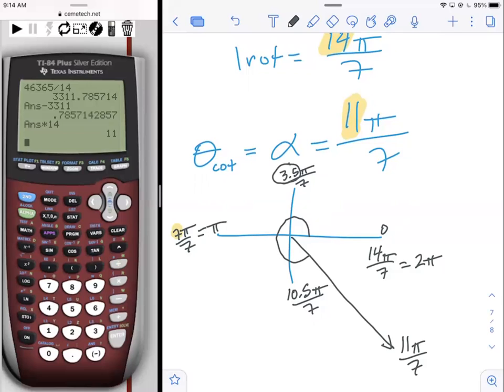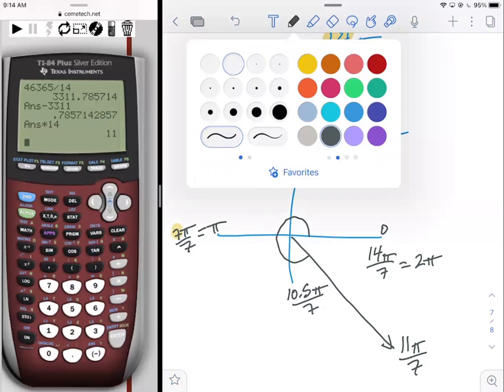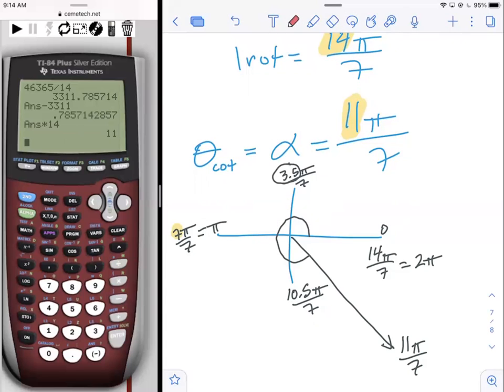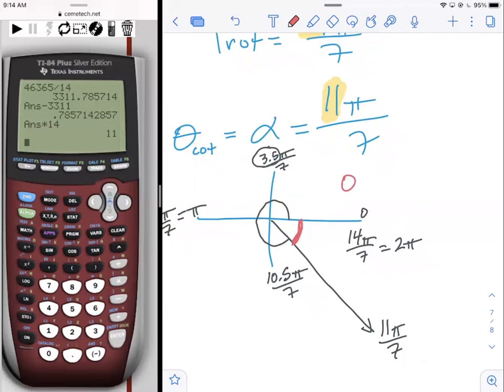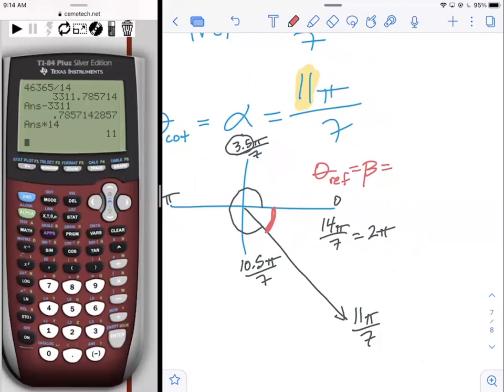And now the easy part. The reference angle is always the positive acute angle between the terminal ray and the what axis? X-axis. So is it this one here that I'm shading? No, it's this one here. And now it's easy, right? We'll call it theta ref if you want. And then we'll give it that nickname that the instruction said. Call it beta. And now it's easy. We're sitting at 11. We need to get to 14. How many more do we need to go? 3 pi sevenths. Oh, yeah. And we don't need to even worry about degrees anymore. It's easier, really, if you know how fractions work. And I hope you do, right?